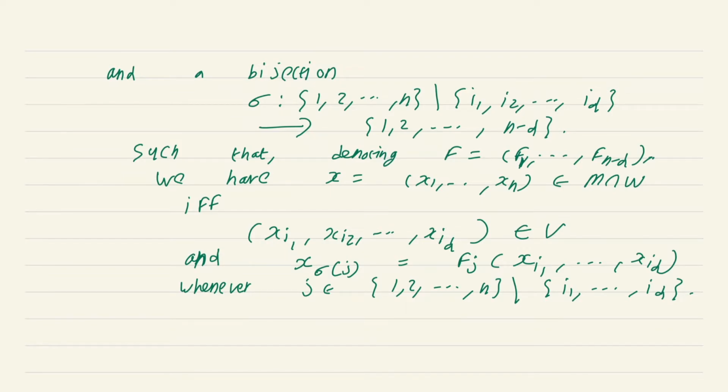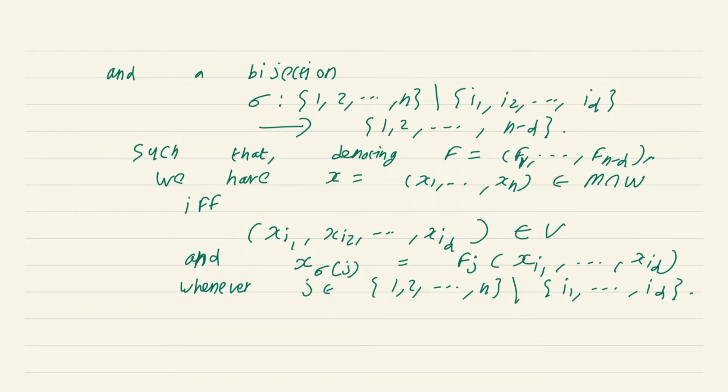And we have made that precise by saying that a point x1 to xn is there in M intersection W. First of all, the independent variables should belong to V. So you look at all the i1, i2, ..., id coordinates of this x1 to xn and you check that it's there in V. Okay, so the independent variables are in fact in V.